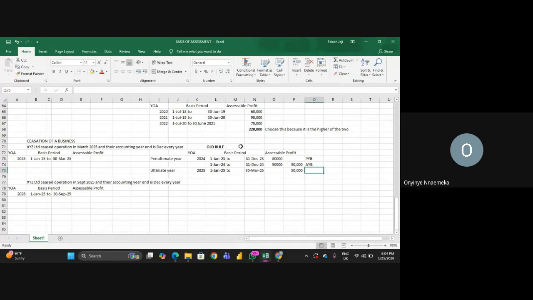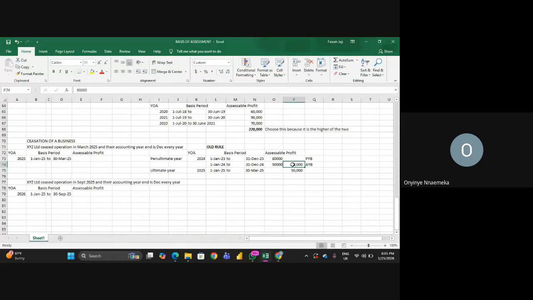Preceding year basis means profit of last year will be assessed to tax this year. That's why we have January 2023 to December 2023 in this one. But here we have 2024 and our year of assessment is also 2024. This is where we use the actual year basis. But because the money for actual year basis is more than the preceding year basis, we choose the actual year basis as our basis.